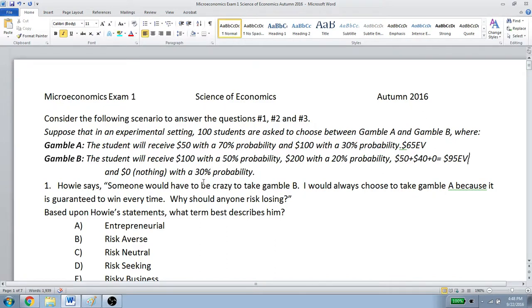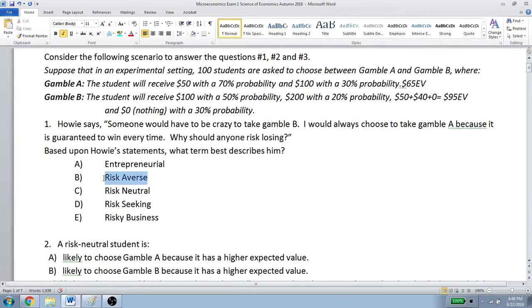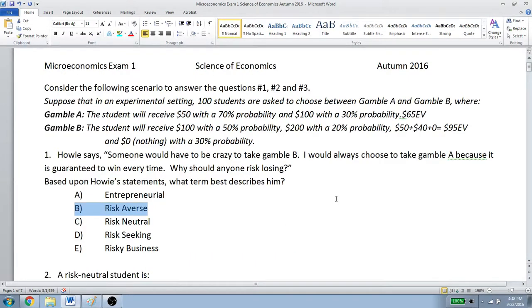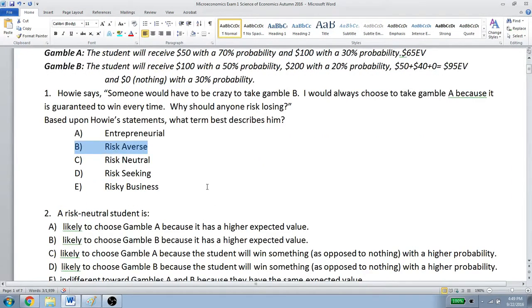Question 1. Howie says someone would have to be crazy to take Gamble B. I would always choose to take Gamble A because it's guaranteed to win every time. Why should anyone risk losing? Now, Howie is showing himself to be a very risk-averse person. He is not acting like he understands the odds. The odds are that if you played both these gambles a long time, you would end up being much better off playing Gamble B. But Howie is not understanding the risk, and that's why he's risk averse.